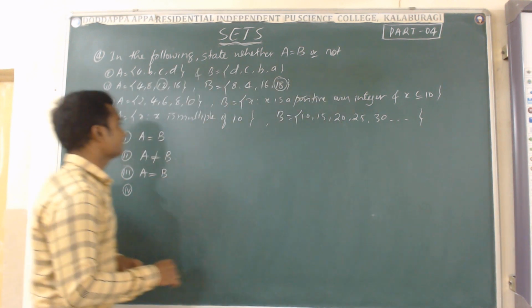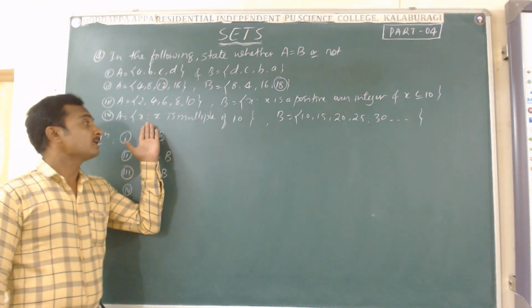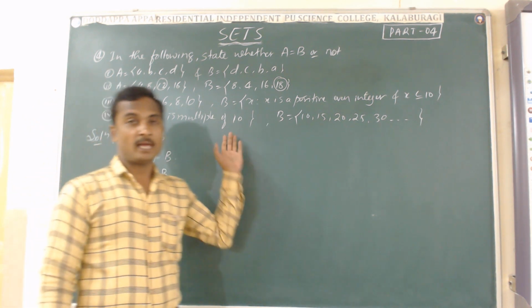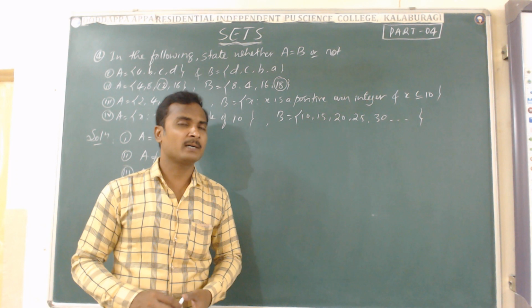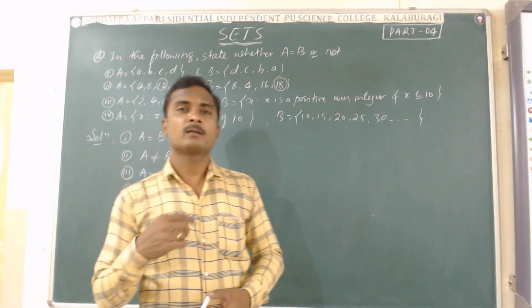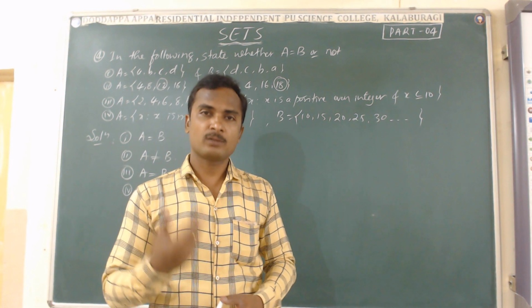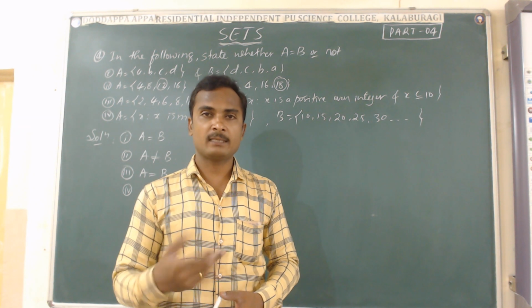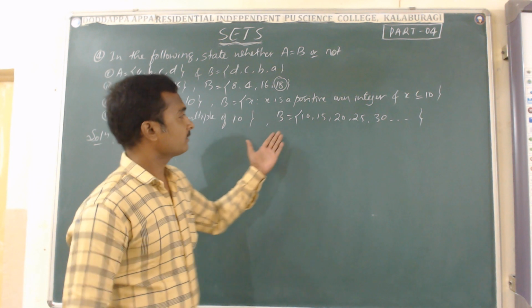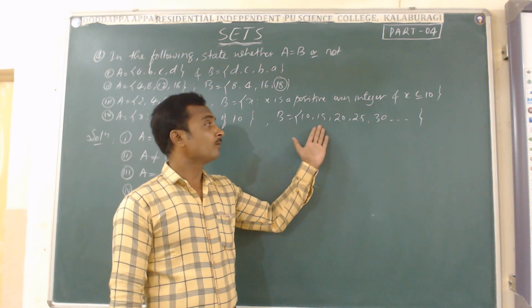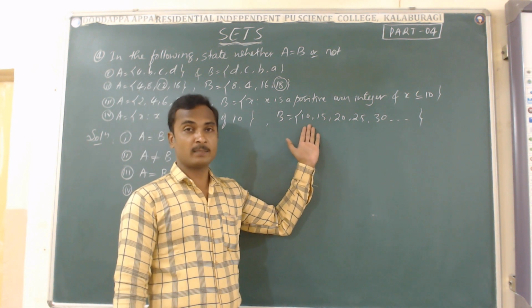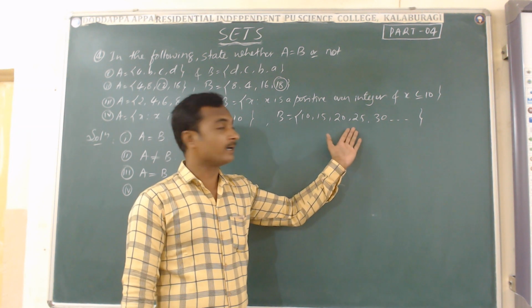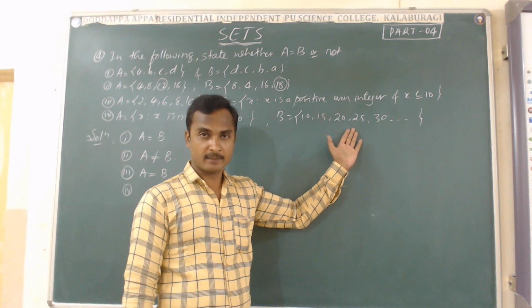The fourth one, the set A is given to be the set of all x such that x is a multiple of 10. X is a multiple of 10. What are the multiples of 10? 10, 20, 30, 40, 50, 60, 70 and so on, right? They are the multiples of 10. You can observe here 10, 15: 10 is a multiple of 10, 15 is not a multiple of 10, 20 is a multiple of 10, 25 is not a multiple of 10.